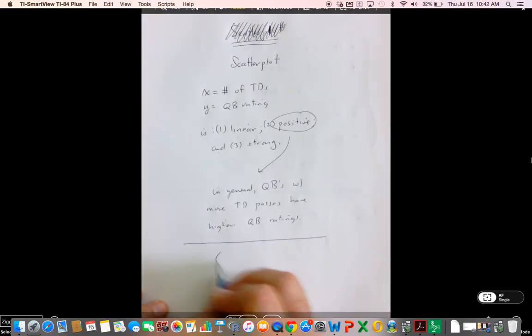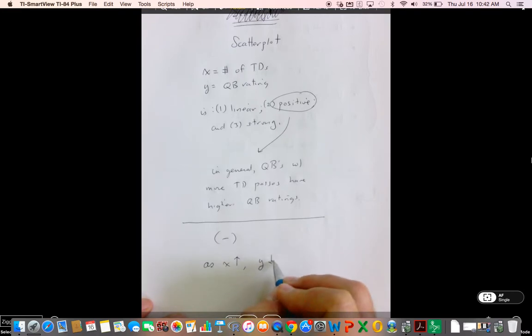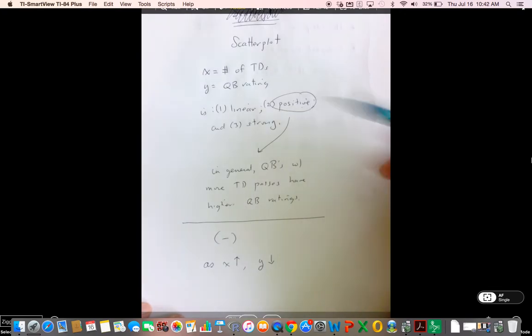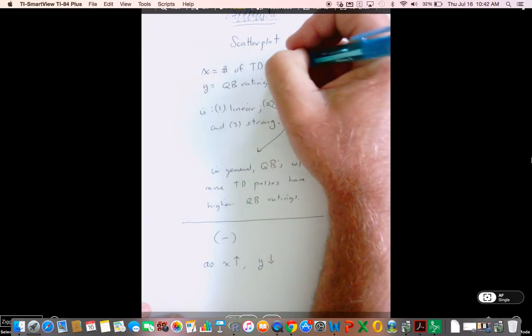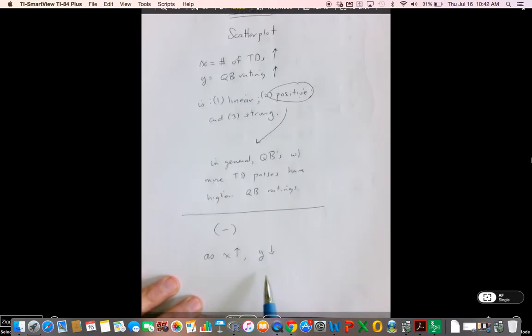Guys, can you think of any relationship that would be negative? Essentially, a negative relationship tells us, in general, as X increases, the Y values decrease. Up here, it's positive because as the number of touchdowns goes up, it appears there's a relationship with the quarterback rating being higher. Can you think of anything that would create a negative relationship?